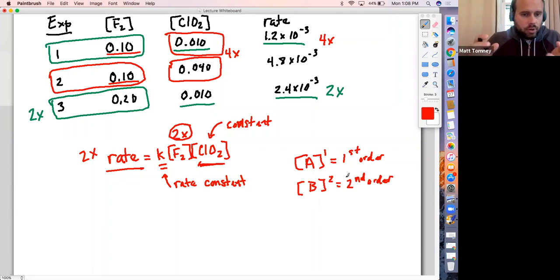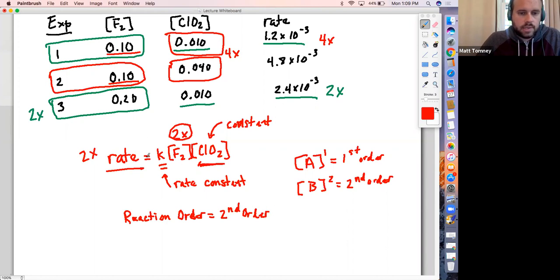Now, when you multiply exponents, you add them together. So in this example, I have the concentration of fluorine being first order and the concentration of ClO2 being first order. So 1 plus 1 is 2. The overall reaction order is going to be second order. So the reaction order here is second order. And that's because the fluorine was first order, the ClO2 was first order. So when I combine them together, I get a second order reaction.